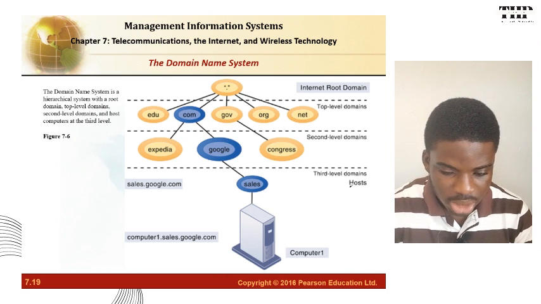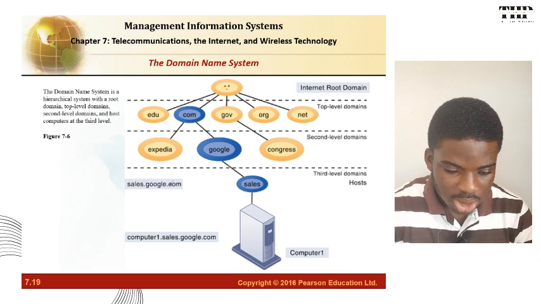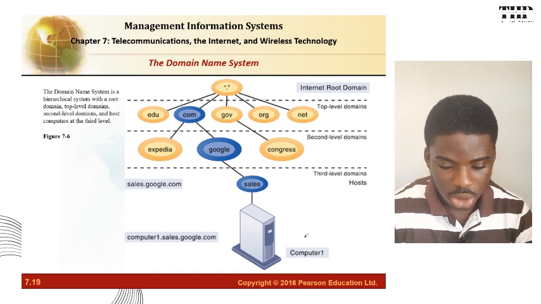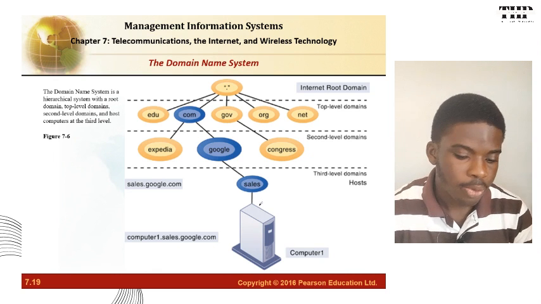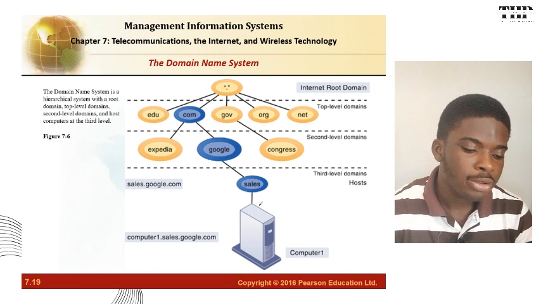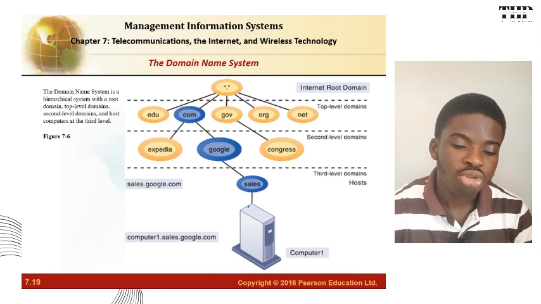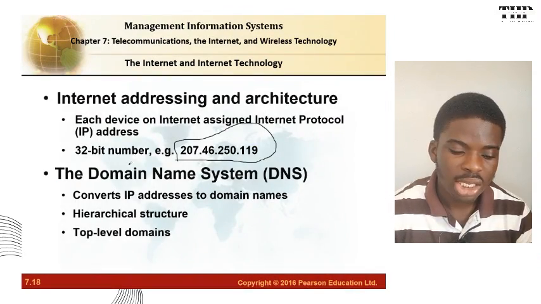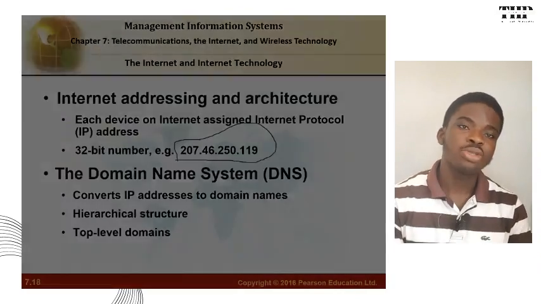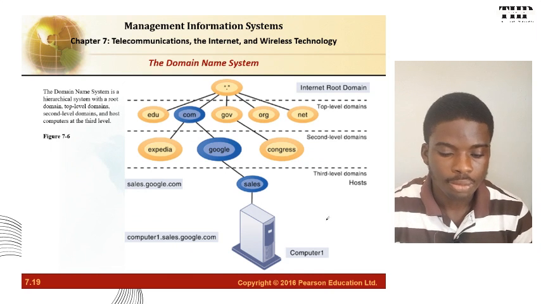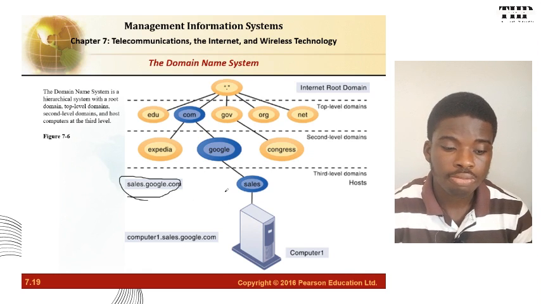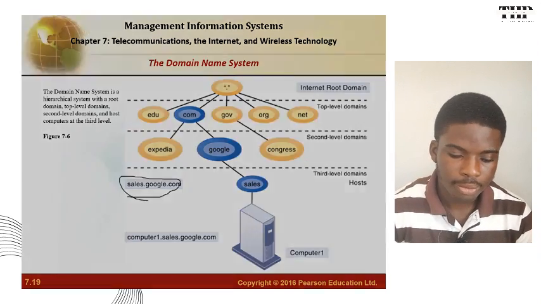And the third level domains, that's where the hosts reside. So sales.google.com, computer1.sales.com, and this computer one sales. Right? So that's how the domain name system works. What did you say it does? It converts the IP address to domain names. So this is a domain name. Right.